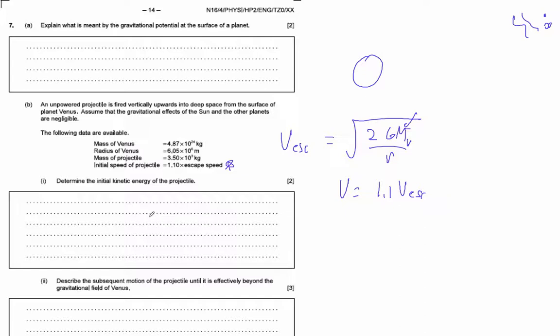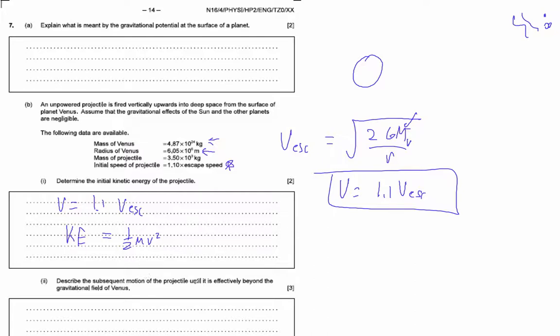So for the kinetic energy, you can figure out the velocity, 1.1 times the escape velocity. Just plug it in. You know G, you know r, because you're starting from the surface of Venus, and you know the mass of Venus. Plug those in, find the speed that it's going, and then just use KE is 1/2 mv squared, and you'll get it.